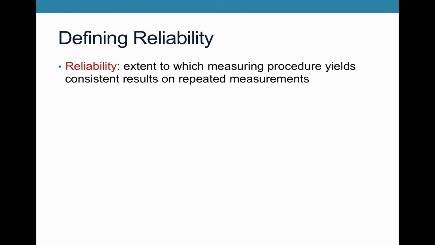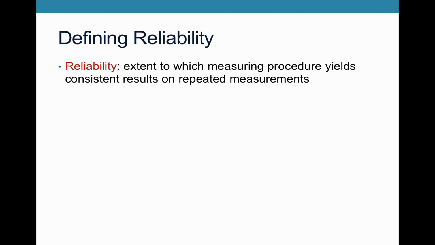Reliability is the extent to which the measuring procedure yields consistent results on repeated measurements. That if you are implementing this measure over and over again, you're going to keep getting the same results. So the key word there is consistent, that no matter how many times you try it, you keep getting basically the same answer. So to talk about what this means, let's go through an example.